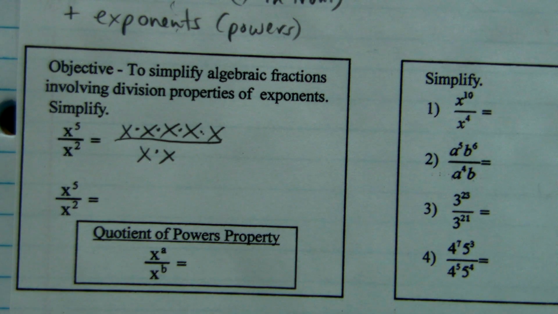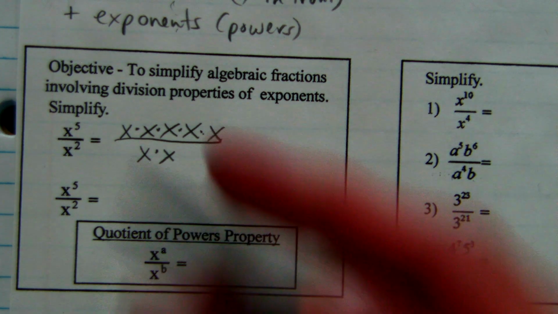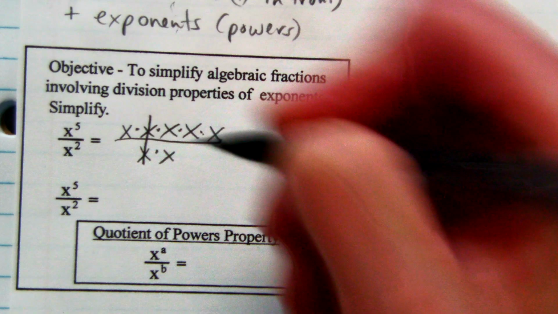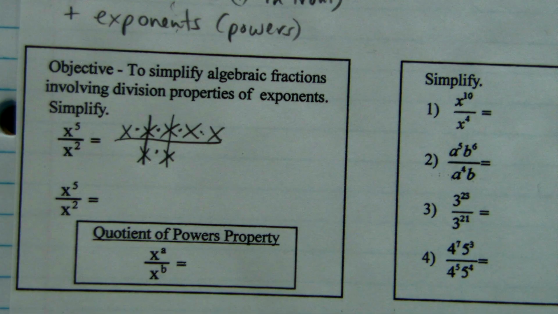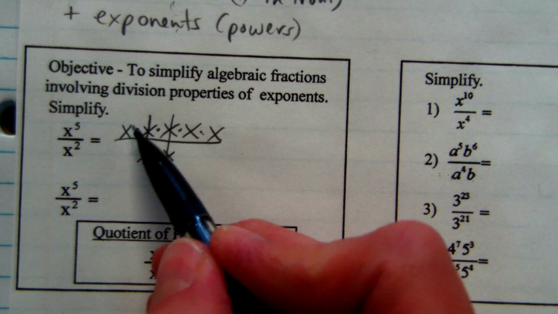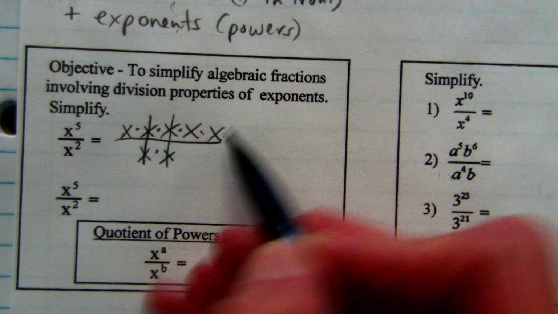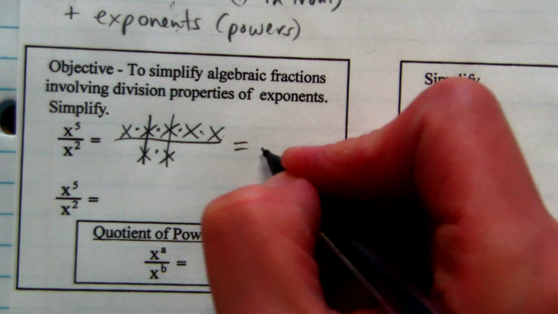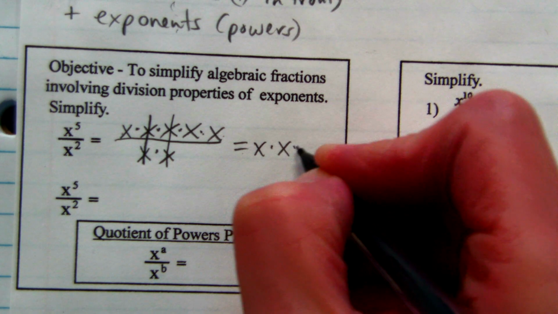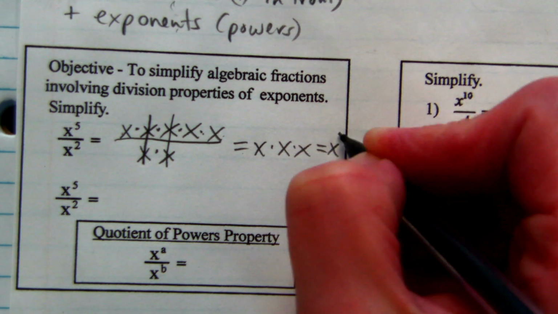When you have things all being multiplied top and bottom of a fraction, you can cancel on a one-to-one basis. So that x can cancel that x, and that x can cancel that x. So there's no longer a denominator at all. And in the numerator, I have x times x times x, which is x cubed.